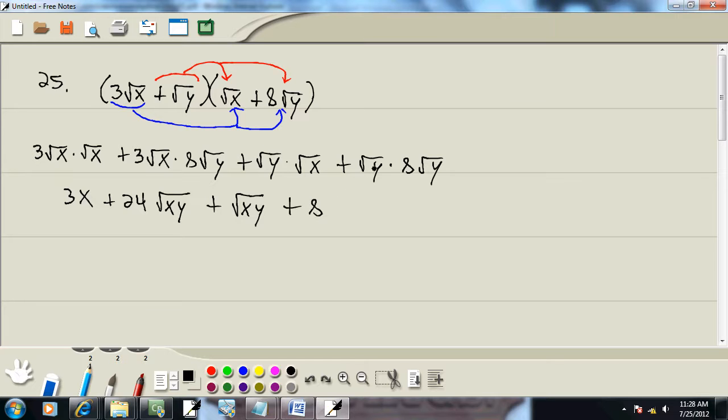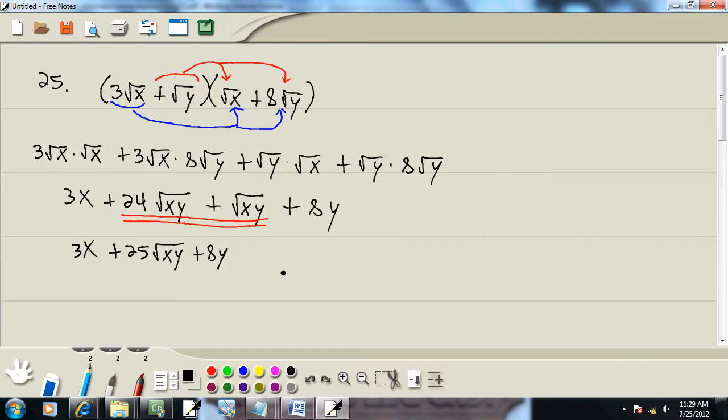And our last one here, we got 8, and then square root of y times square root of y gives us y. Whenever the square roots are the same, they'll cancel each other out like that. Well, these two radicals in the middle are the same. They're both square root of xy. So I add or subtract the numbers that are out in front. Well, there is no number here, but it's an invisible 1. So 24 plus 1 gives us 25 square root of xy plus 8y.